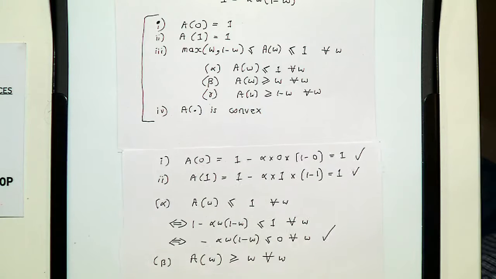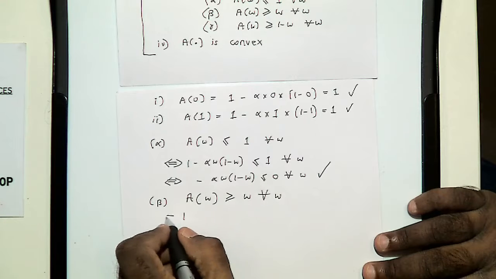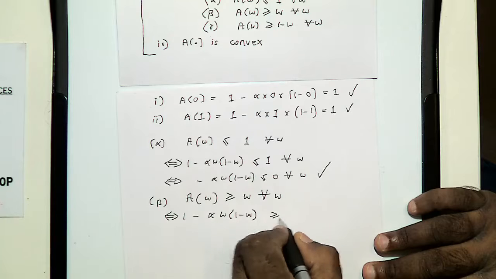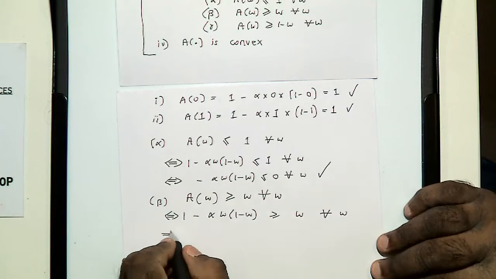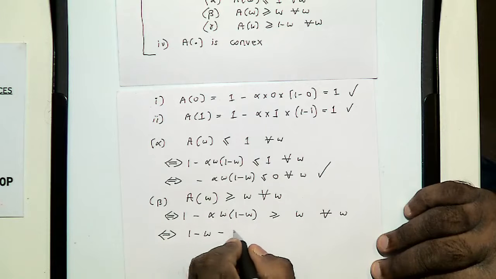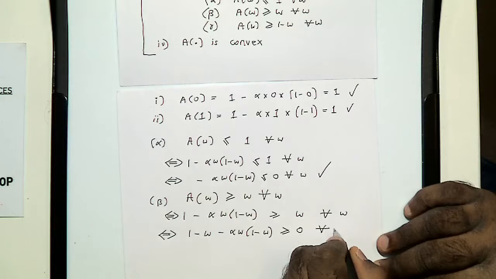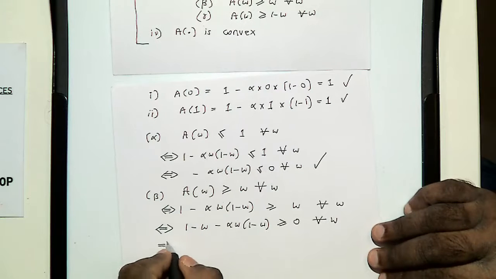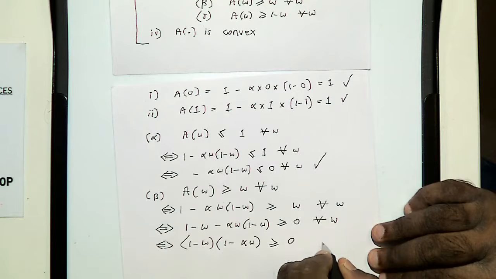Now condition beta, we need to check whether this is the case. So that means 1 minus alpha omega (1 minus omega) is greater than or equal to omega for all omega, right? So this is the same as saying that 1 minus omega minus alpha omega (1 minus omega) is non-negative, and this is the same as saying that (1 minus omega) times (1 minus alpha omega) is greater than or equal to 0 for all omega.